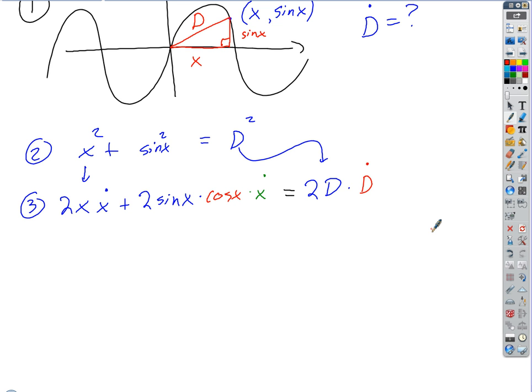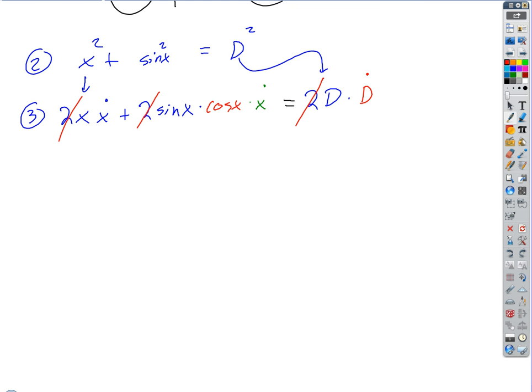Okay, so then we're trying to solve for d dot, right? I could divide both sides by 2, and that would help. Then all I've got to do to get d dot by itself is divide both sides by d. So step 4, we get d dot equals that stuff.